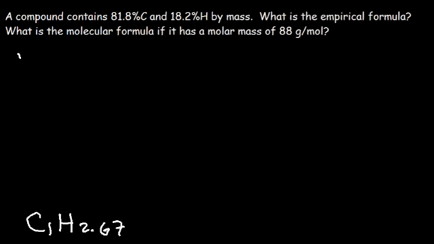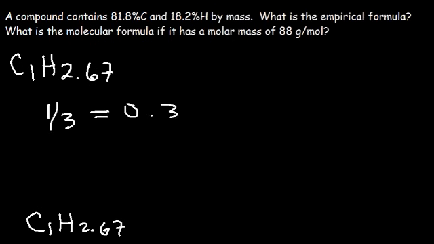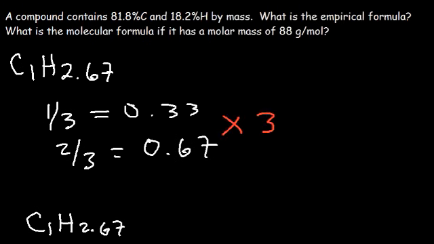Now we need to multiply the subscripts by a whole number that will convert the 2.67 into a whole number. Now how can we do that? If you're familiar with fractions, you know that 1/3 is 0.33333 repeated. 2/3 is 0.66666 repeated, or if you round it, 0.67. If you see the numbers 0.33 or 0.67, it's a good indication that you need to multiply it by 3. If you do that, you can get rid of the fraction, giving you a whole number.